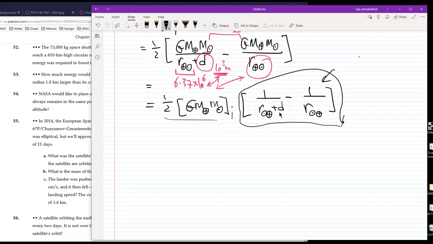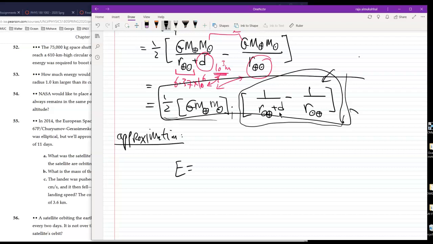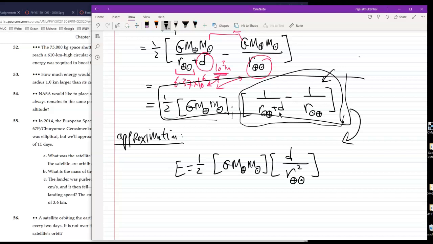Another way to do it, you can use the following approximation. I have done it already for you, so you can just plug it in. It turned out that it's also equivalent to this. I'm starting from here with this approximation. E is equal to 1/2 G mass Earth mass Sun D over Earth Sun squared. Don't expect a problem like this on my exam, I promise you. It's a long problem. It's not a difficult problem, but it's a long problem. Anyway, you can work it out this way. So this D here, you replace it with 10 to the 3rd meter, and then you put that, and it should give you an answer. And the answer that I got, 1.8 times 10 to the 25 joule.